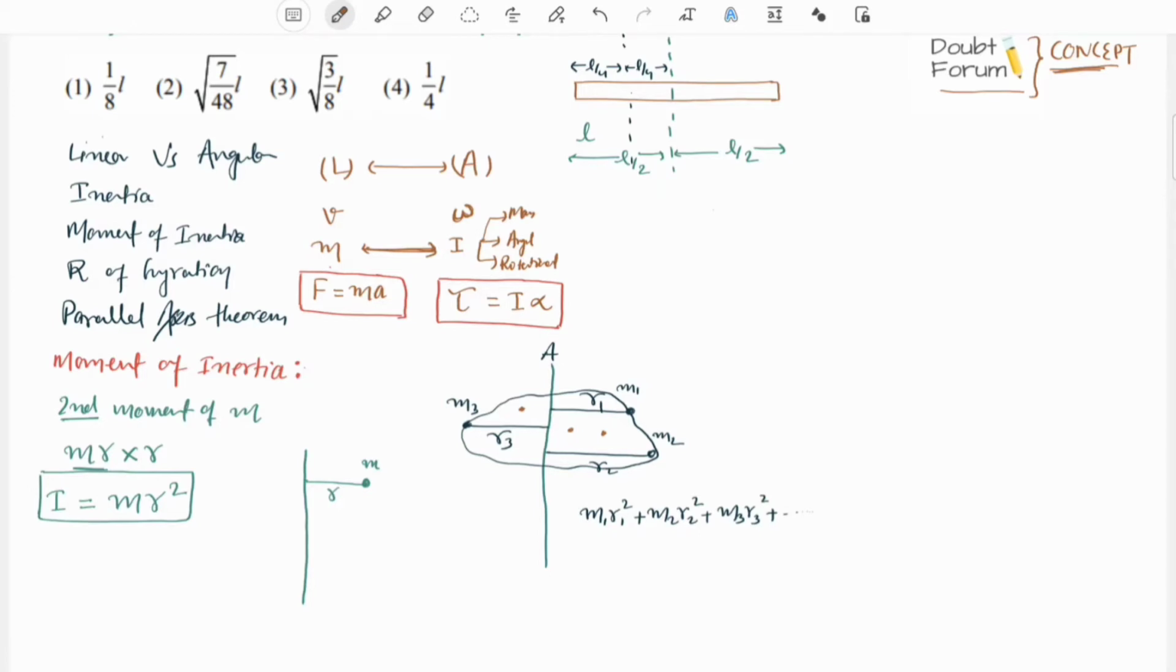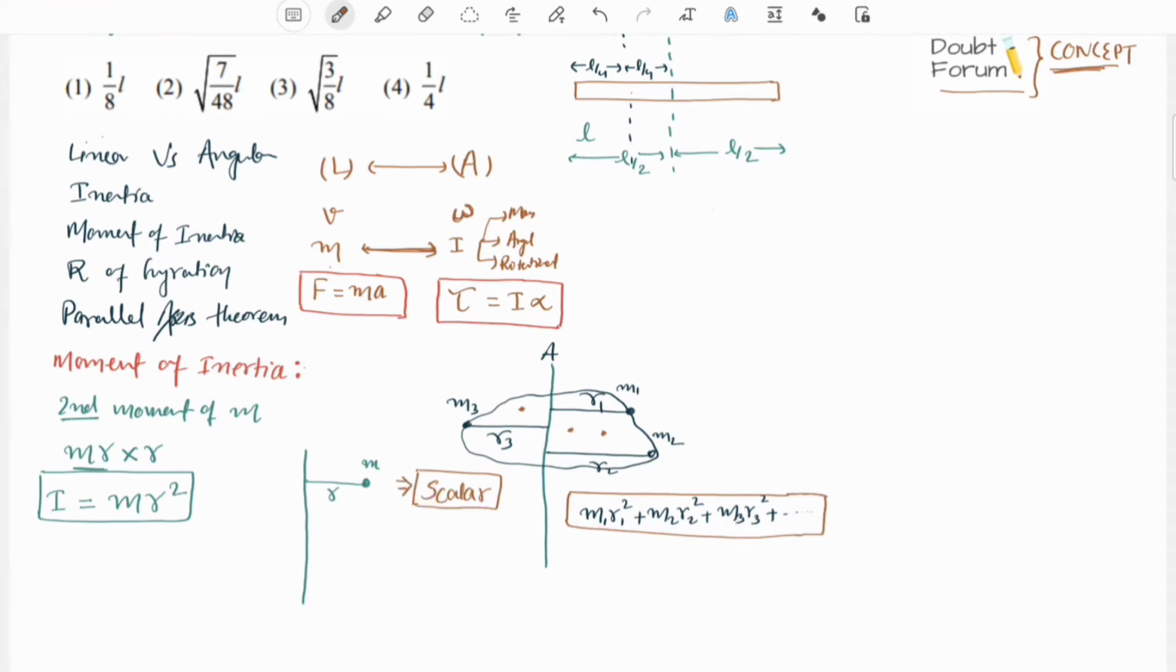Moment of inertia is a scalar quantity. Scalar quantity means the individual moment of inertia of each particle would simply be an arithmetic sum. It will not be a vector sum. It would be an arithmetic sum, and this way you can calculate the same for the entire body. So it is a scalar quantity, very important.